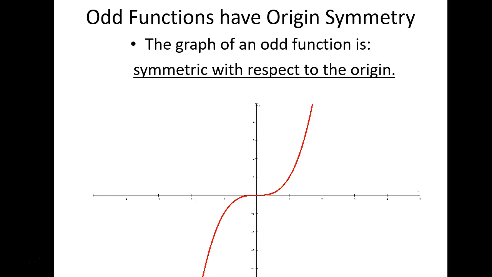A function that is odd would have origin symmetry, and I remember this because the O's go together, odd and origin. A function that has origin symmetry would, whatever's in the first quadrant should be reflective in the third quadrant. So it literally reflects over the origin. Or if you had something in the second quadrant, it would be reflective into the fourth quadrant.